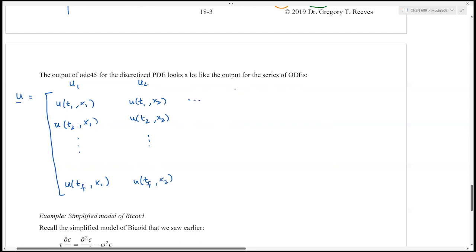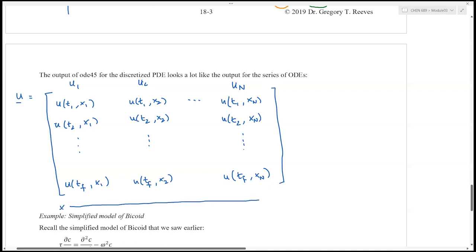And then you can extend these out to the final column of this array, UN, which corresponds to U at t1, comma, xn, U at t2, comma, xn, etc., all the way down to the final element, which is U at t final, comma, xn. Right? So as you go across the columns, you're looking at increasing x. And as you go down the rows, you're looking at increasing t.